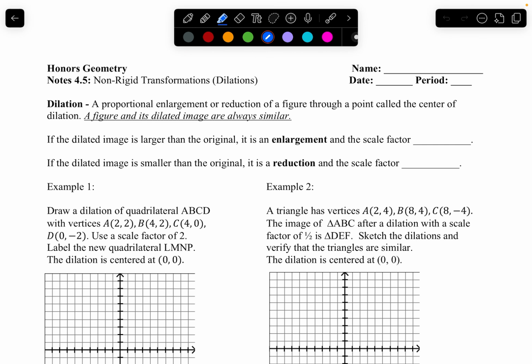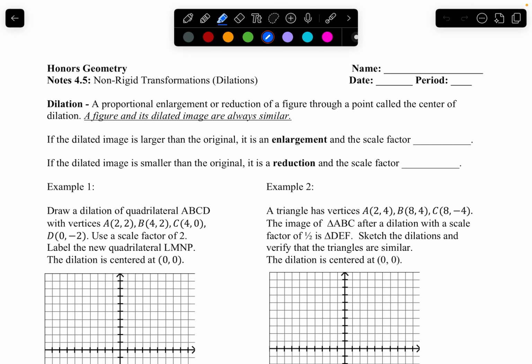Okay, so a dilation is a proportional enlargement or reduction of a figure through a point called the center of dilation, which means that your figures will probably be similar. A figure and its dilated image are always similar, okay?